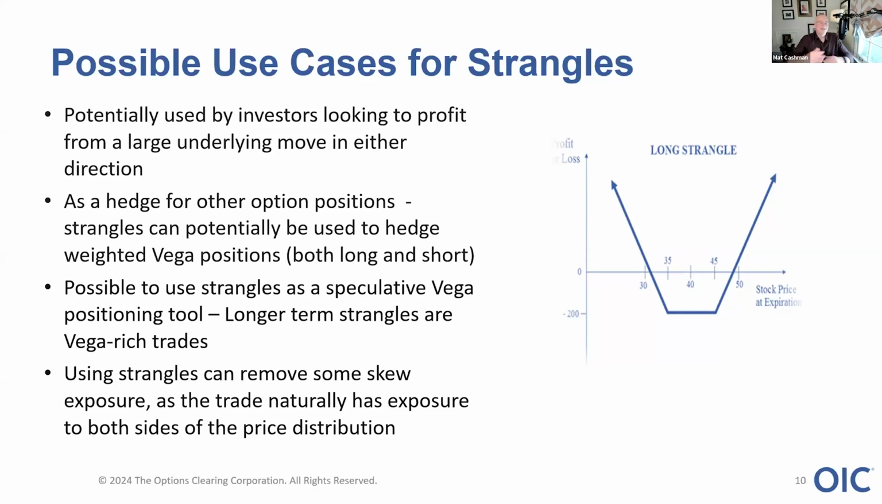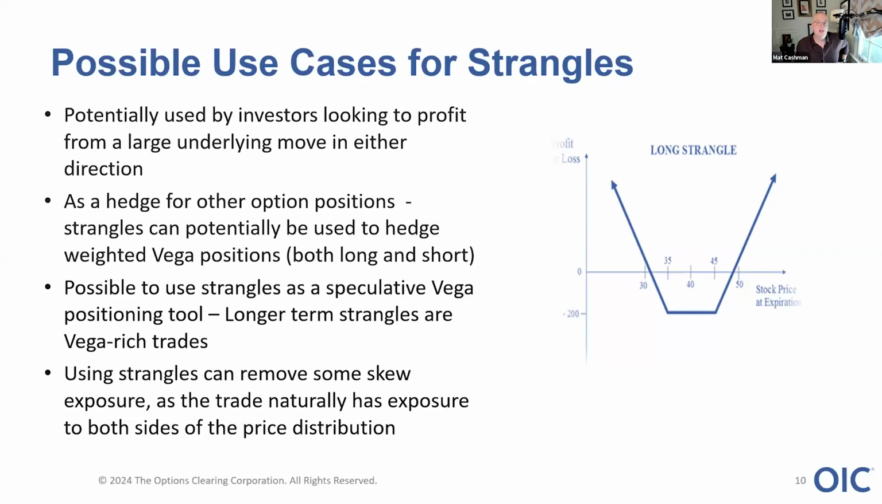It doesn't always work perfectly that way, but using strangles sometimes in the back of the curve can get you that Vega exposure that you're looking for without incurring the skew exposure that you might get if you were trading something like a risk reversal in the back, where you're buying the out of the money put and selling the out of the money call. So those are some of the possible use cases. I hope I explained some of those adequately for people.